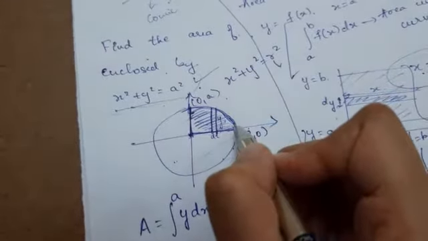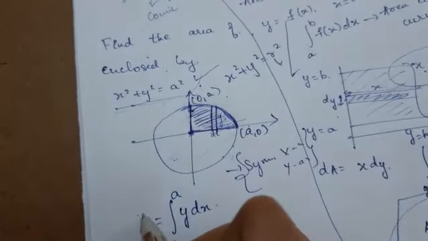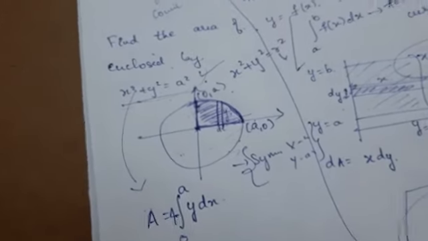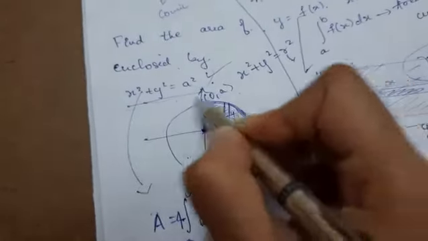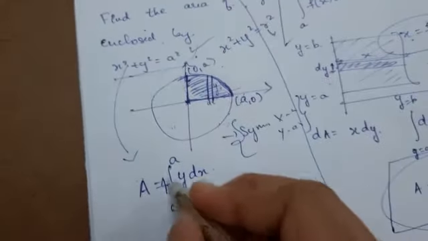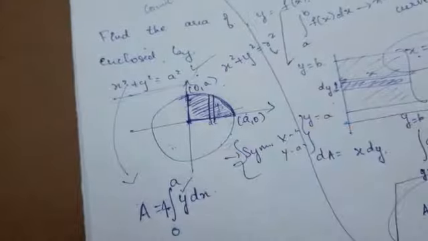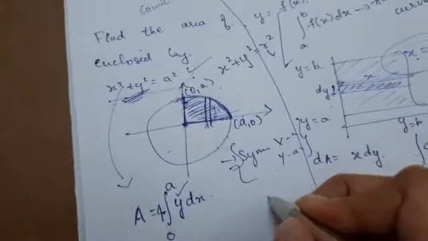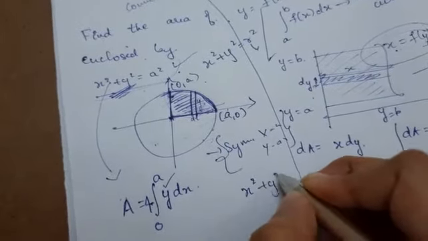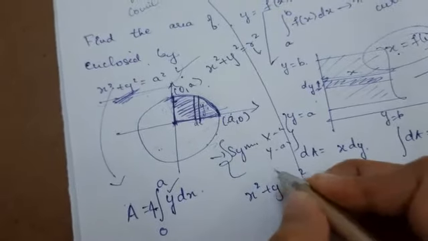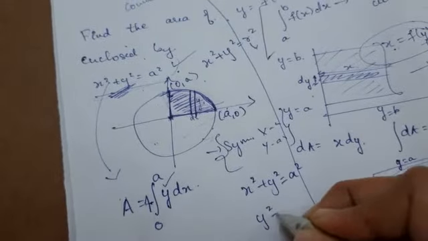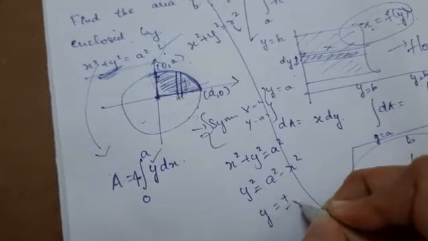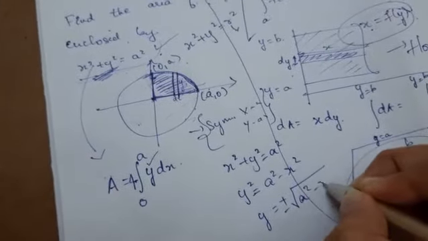Here we are finding only the area of this one, but what we require is the area of this one. So I am multiplying directly by 4 here itself. So 4 times the area of this one will give us the complete area of this circle. So from where are we going to get the value of y? We fetch the value of y from this equation, x square plus y square is equal to a square. So y square is equal to a square minus x square, so y is equal to plus or minus square root of a square minus x square.